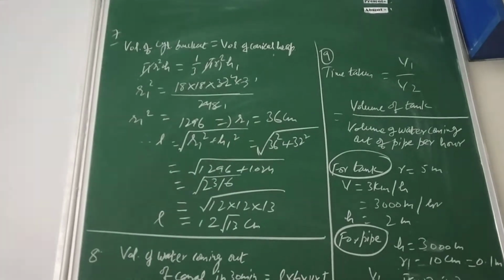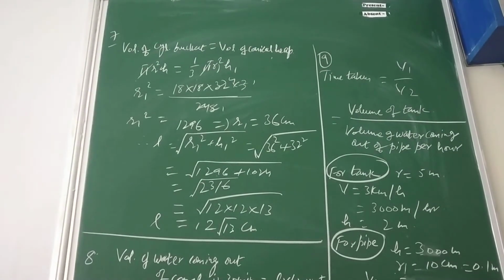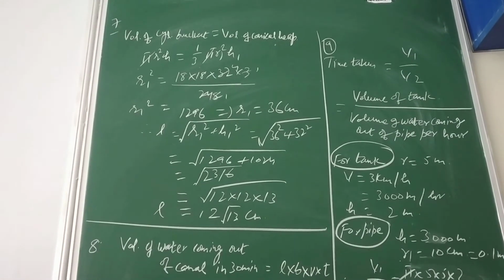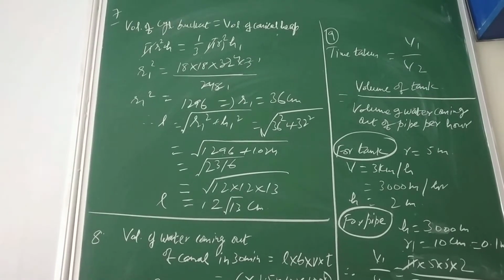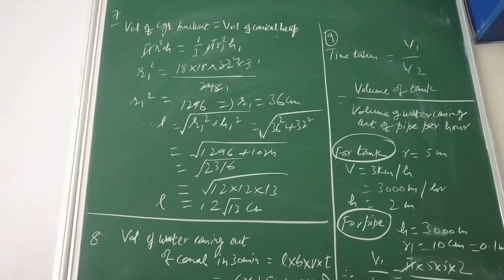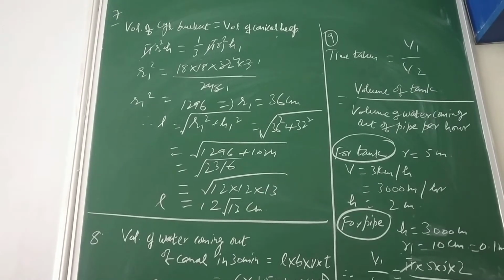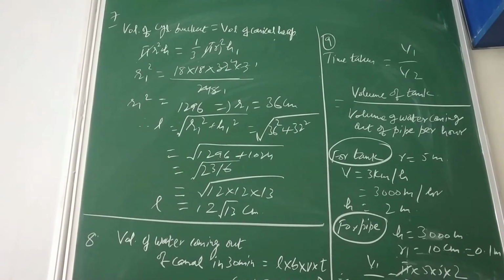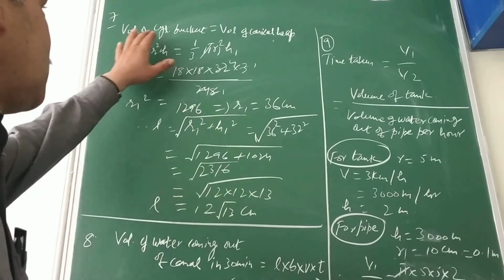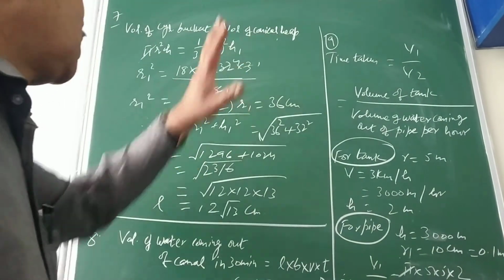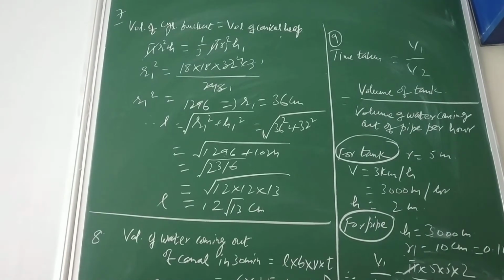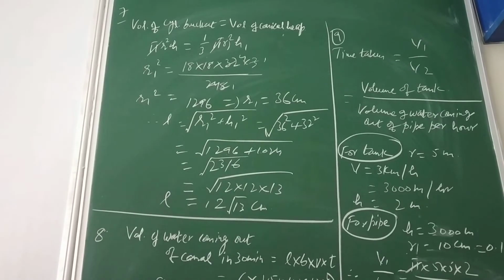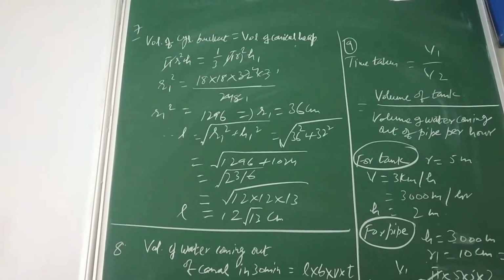A cylindrical bucket 32 centimeter high and with radius of base 18 centimeter is filled with sand. This bucket is emptied on the ground and a conical heap of sand is formed. If the height of the conical heap is 24 centimeter, find the radius and slant height of the heap. Now what happens here? When you have emptied the cylindrical bucket, a conical heap is formed. So that means the volume of cylindrical bucket is equal to volume of the conical heap. And what you need to calculate is the radius and slant height of the heap.